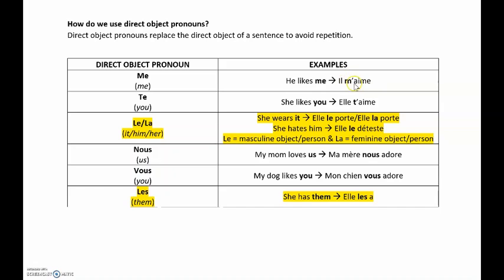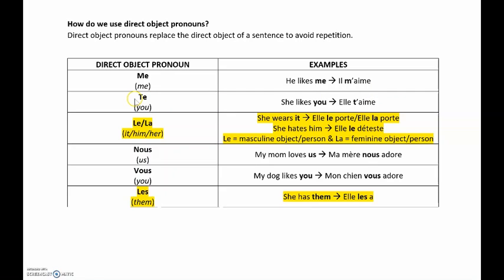So as you can see here, I've got my M apostrophe. That is the direct object pronoun me right there. That tells us that it's me that he likes. But again, we'll talk about the placement. Just know for now that usually the pronouns come before our verb in the sentence, okay?